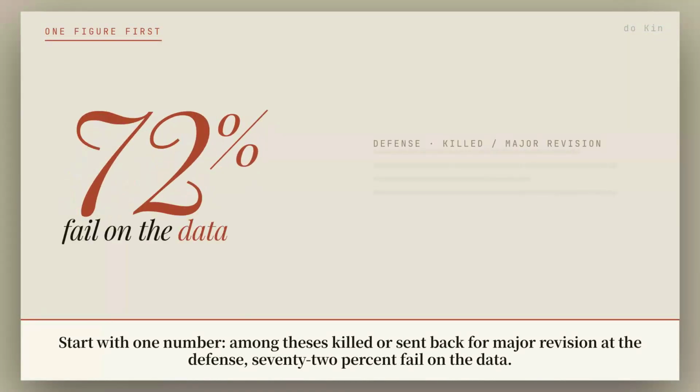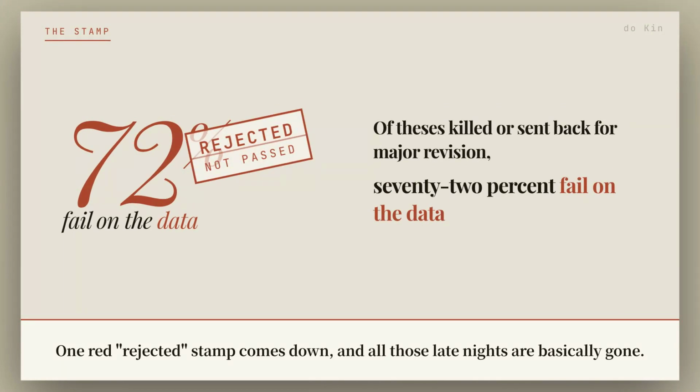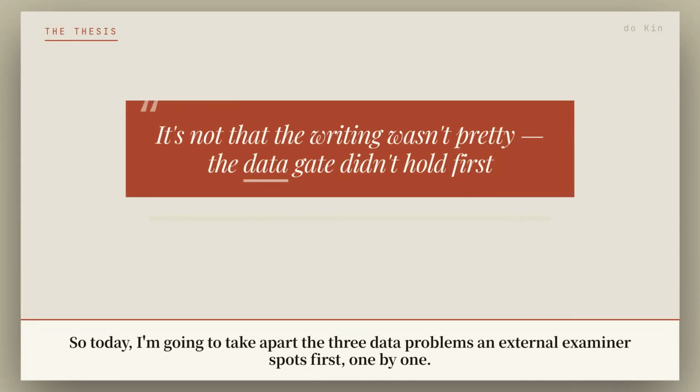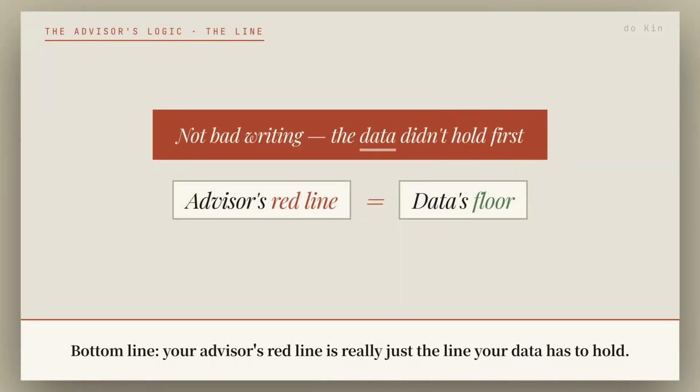Start with one number. Among these killed or sent back for major revision as a defense, 72% fail on the data. Not because the writing wasn't pretty, but because the data didn't hold up first. One red rejected stamp comes down, and all those late nights are basically gone. So today I'm going to take apart the 3 data problems an external examiner spots first, one by one. Bottom line, your advisor's red line is really just the line your data has to hold.